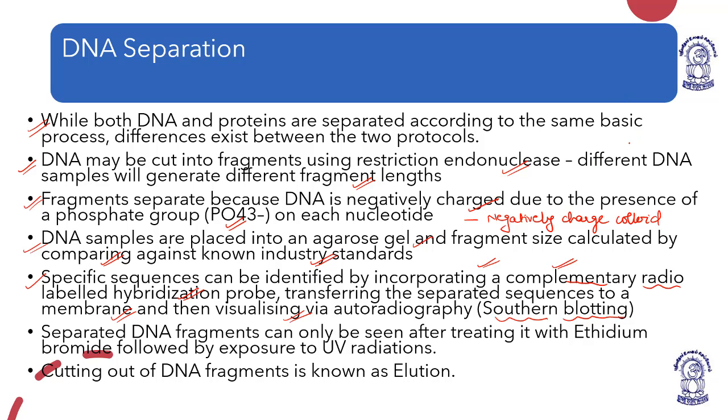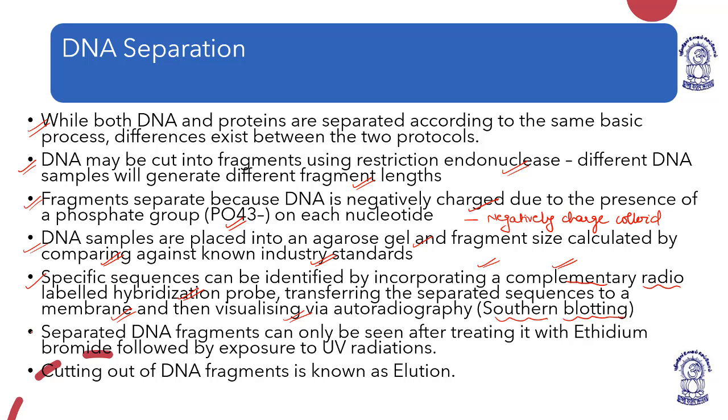If the gene of interest has a base sequence complementary to the probe, then they will attach and make a hydrogen bond. After that, they will be transferred to the membrane and visualized under autoradiography, which is known as Southern blotting.